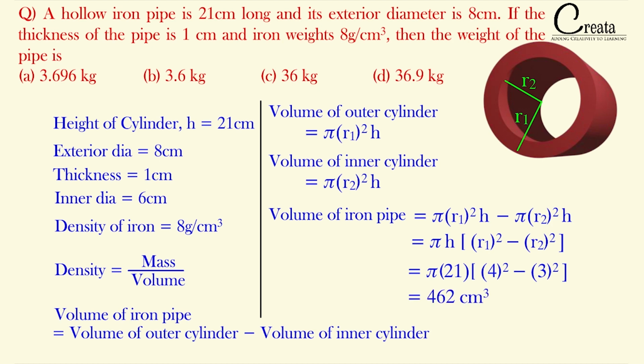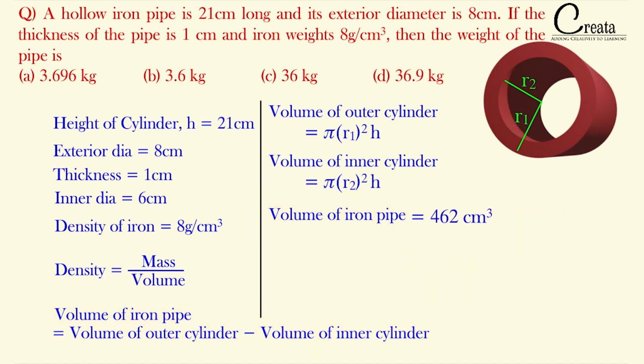That is the volume of this iron pipe. That is the hollow pipe. Got the point? By this fundamental, you can calculate the volume of any hollow cylinder. What we have done? We have calculated the volume of the outer cylinder and we have subtracted the volume of the inner cylinder from this outer cylinder. Okay? So this is one of the important fundamentals.